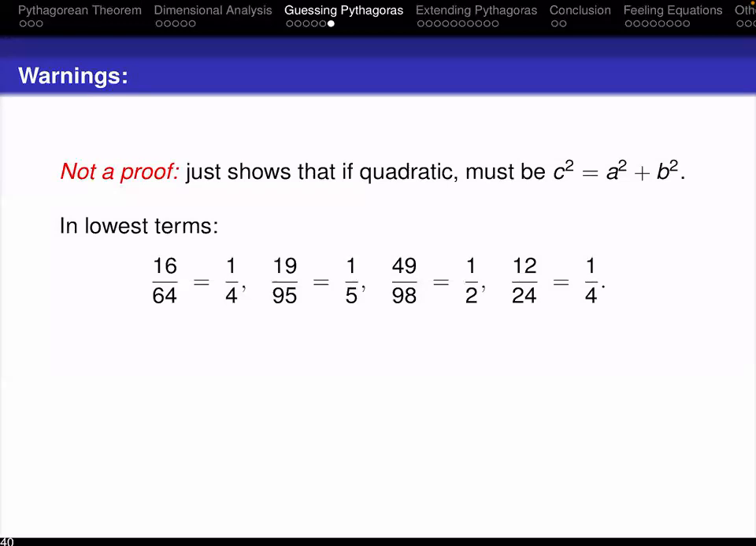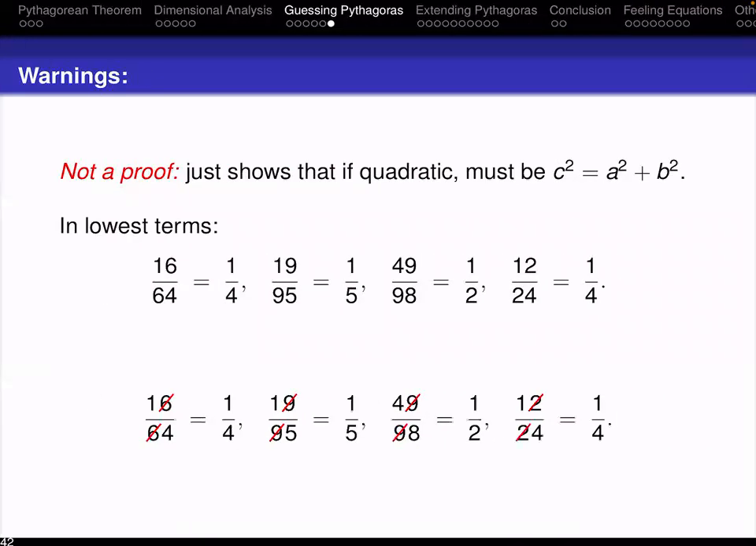Do you want me to show my algebra? Yes. Let me show my algebra. So 16 over 64, we cancel the 6's, we get 1/4. 19 over 95, we cancel the 9's, we get 1/5. 49 over 98, we cancel the 9's, and we get 4/8, which is 1/2. So obviously, 12 over 24, we cancel the 2's, and we get 1/4. Okay, this is not a valid proof.